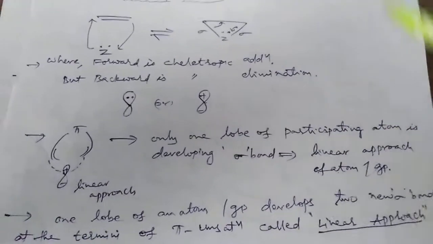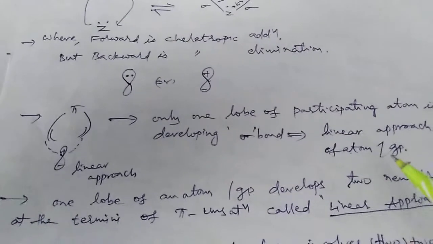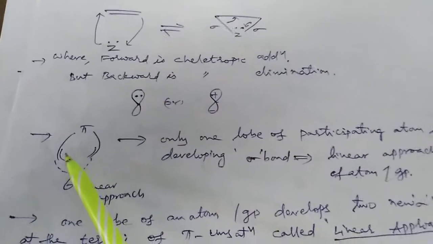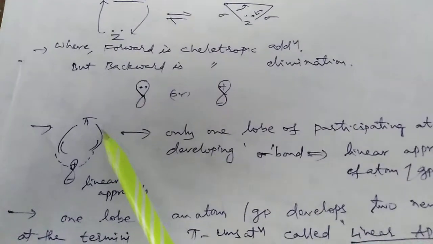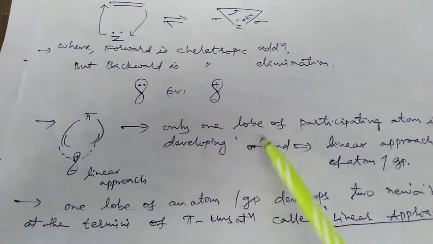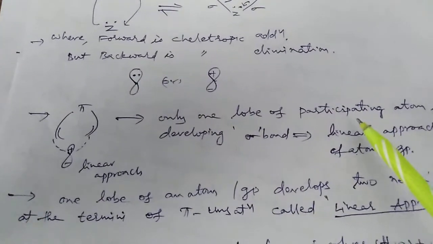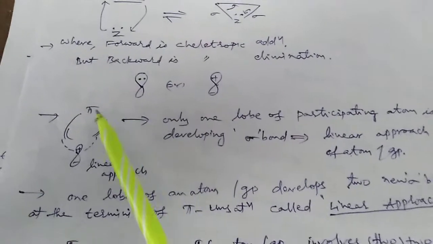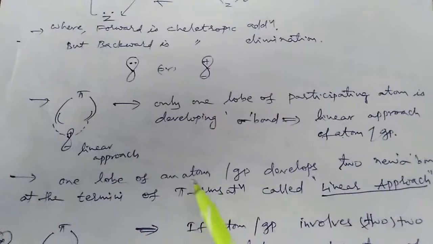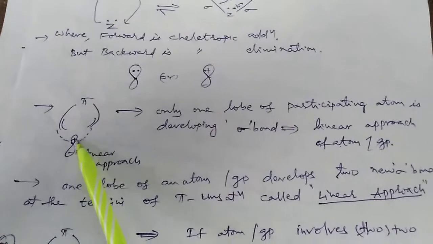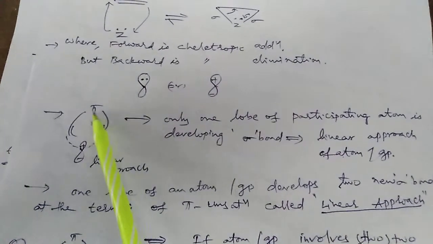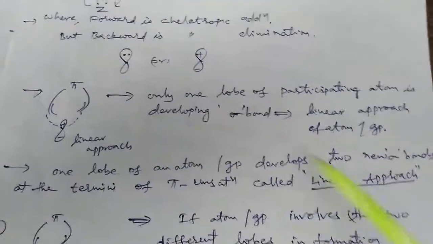Now we define the linear approach of the atom or group. The unsaturated compound reacts with an atom containing orbitals. Only one lobe of the atom develops sigma bonds with the pi compound. This is called the linear approach. When one lobe of the atom or group develops two new sigma bonds at the termini of the pi compound, it is called the linear approach.